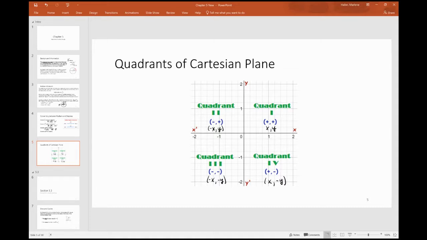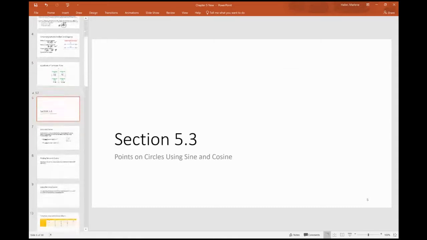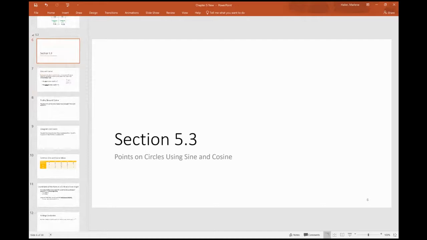Quick review. Now let's go ahead and start with the contents of section 5.3: points on circles using the sine and cosine.